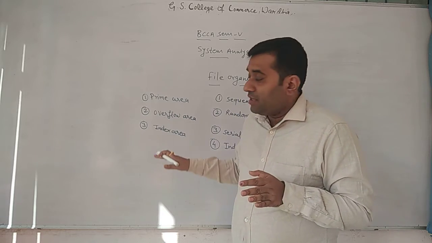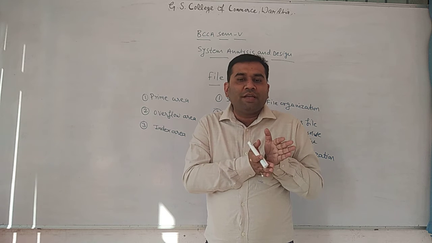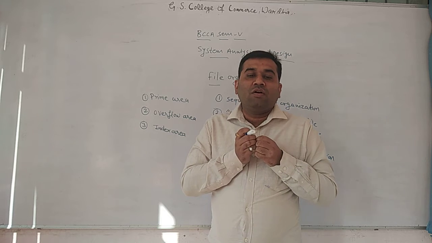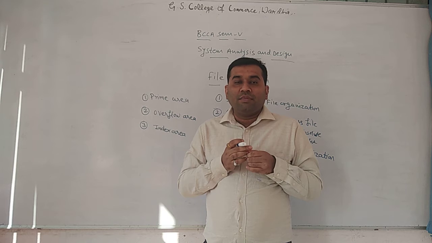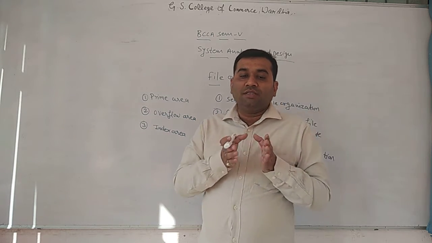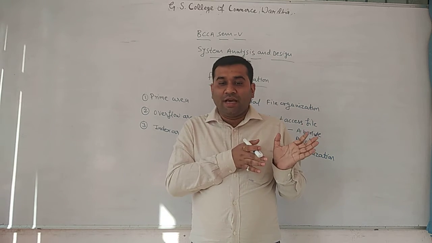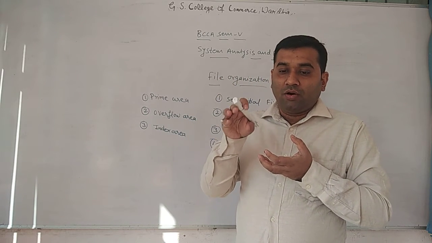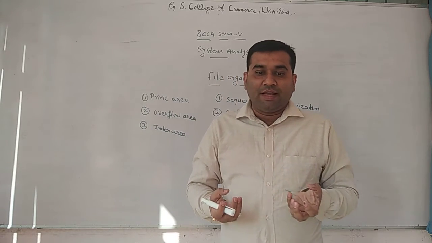Index sequential organization reduces the magnitude of the sequential search and provides quick access for sequential and direct processing. For example, in a magnetic drum, records are stored sequentially on the track. However, each record is assigned an index that can be used to access it directly.